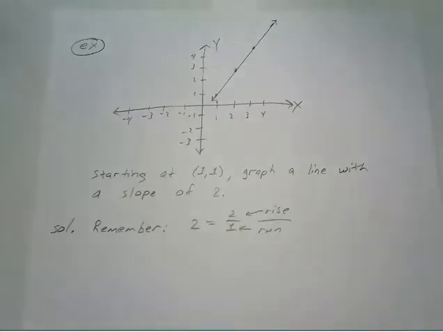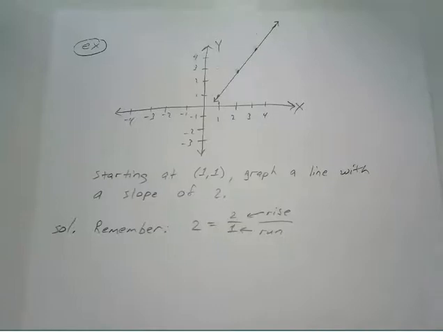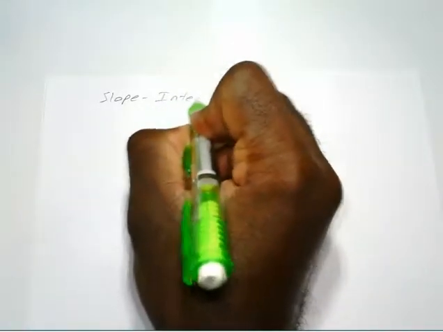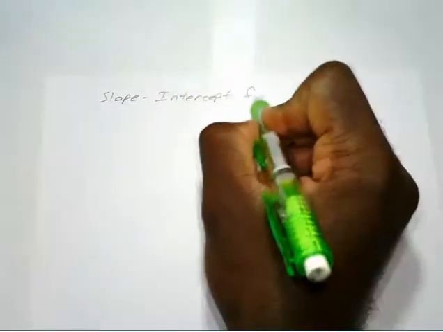All right, so now we're going to go over what we call the slope-intercept form. Really, the easiest way to explain finding the slope-intercept form of a linear equation is to solve for y. That is literally all you have to do. You have to solve for y.